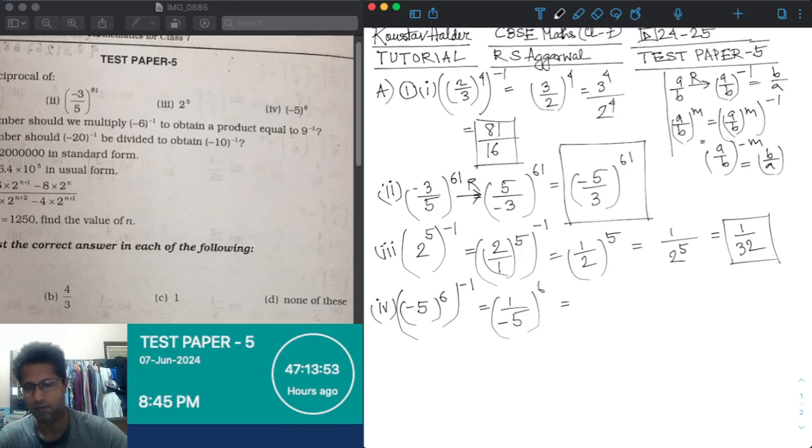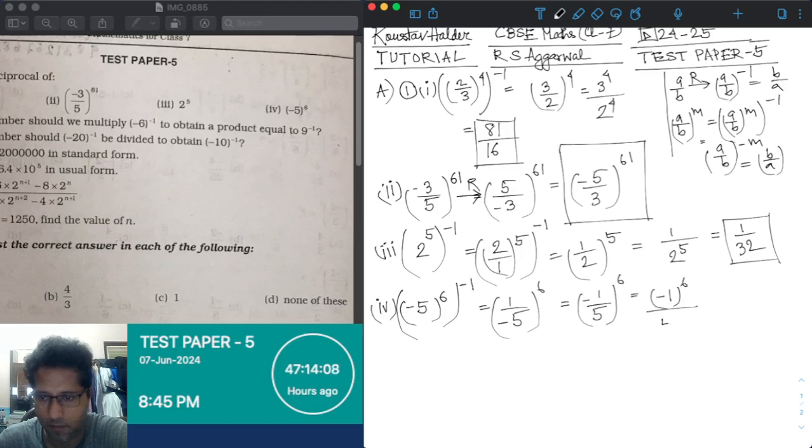Now we see the base, the rational number, the denominator is negative, we have to make that positive. So this becomes minus 1 by 5 raised to the power 6. This is minus 1 to the power 6 divided by 5 to the power 6. Now minus 1 to the power 6 is 1 because the base is negative and the power is even. So this is 1 to the power 6, which is 1, and 5 to the power 6.